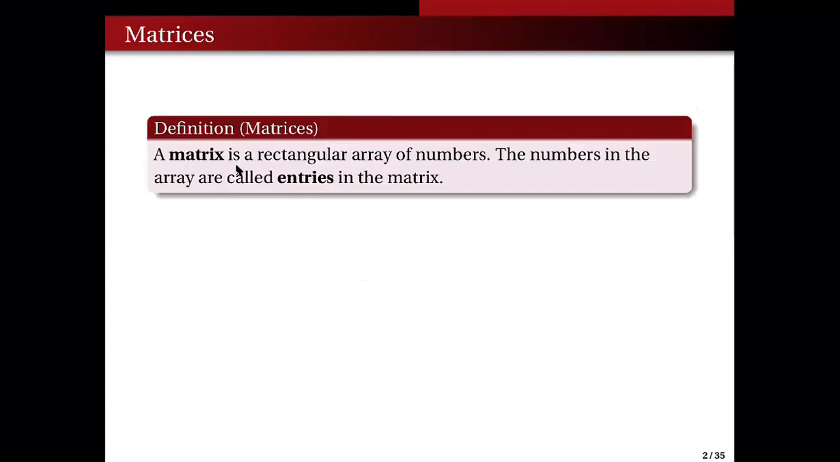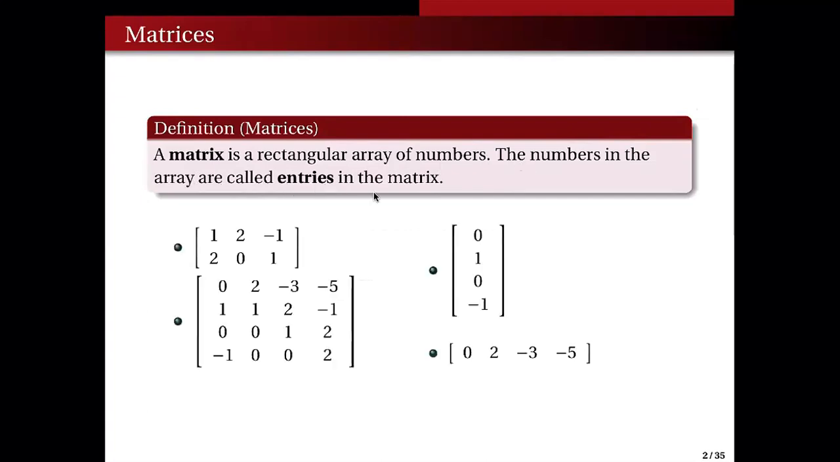So a matrix is a rectangular array of numbers, just like what you've seen in the augmented matrix. The numbers in the array are called entries of the matrix. So for example, these are all matrices. In this matrix, you have two rows and then you have three columns.